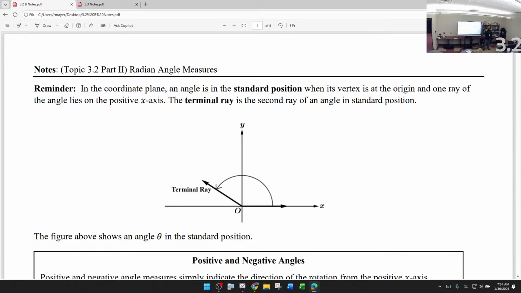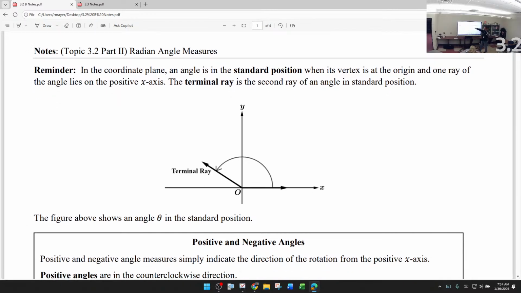I think this muddies the water almost. So I'm just going to walk through it really quickly. Reminder, an angle in the coordinate plane is in standard position when the vertex is at the origin and one ray lies on the positive x-axis.